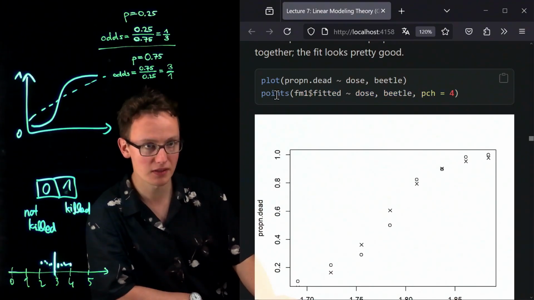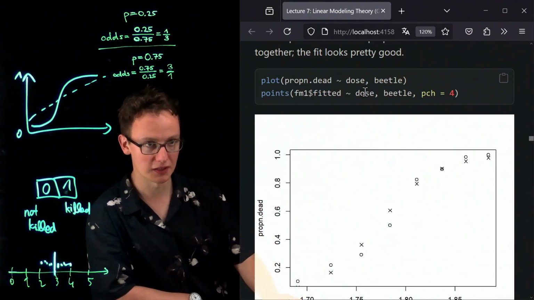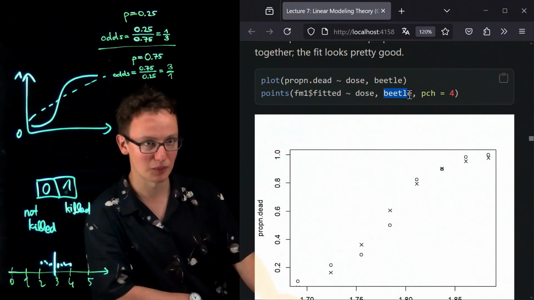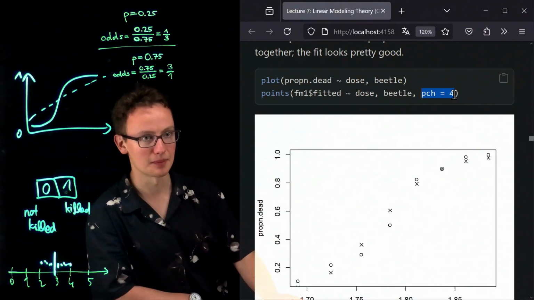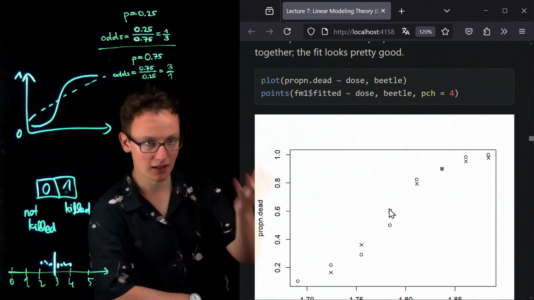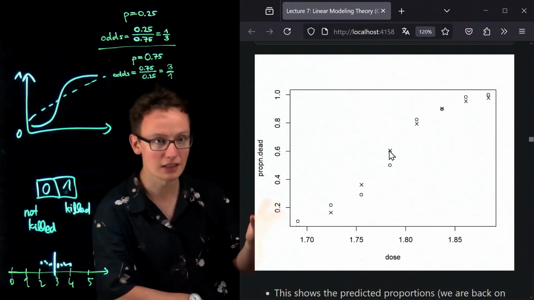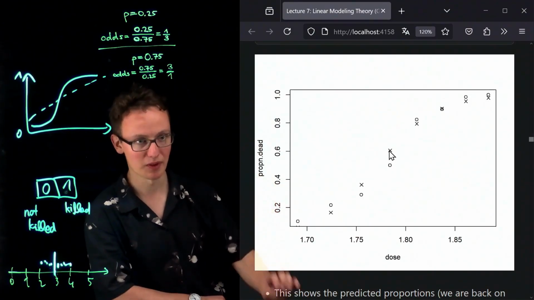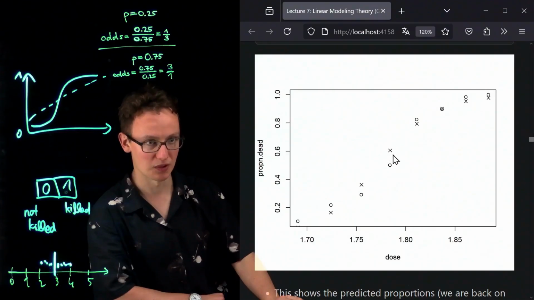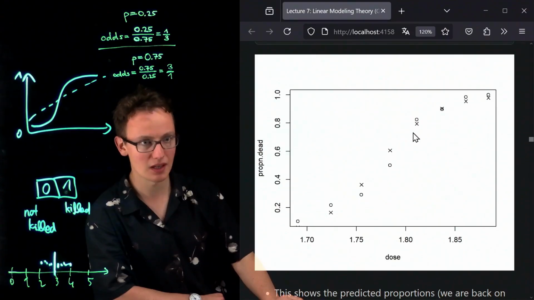So we'll do points, okay? And then specify fm1, which is our model, fitted against the dose, and we will give it the data set that this was about, the beetle data set, and specify what kind of shape the points will have, in this case this X shape. And so this is basically resulting in these X's, which are the predicted proportions, to be plotted on top of the observed descriptive proportions. So you can see that the X's mostly match what we see descriptively as well.